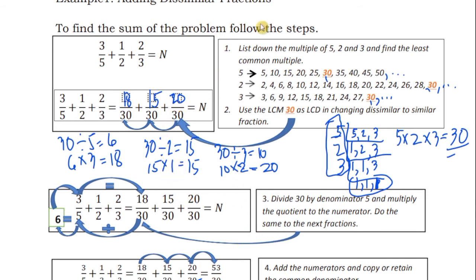Take note that in addition of fractions, A over B plus C over B is equal to A plus C all over B. So meaning to say we could just add the numerators and copy the denominator. That is the pattern for us to do with the subtraction of fractions. So that is why we just add 18 and 15 and 20. So 18 plus 15 is 33 plus 20, and that is 53. So we have now 53 over 30, copy the denominator. So the answer now is 53 over 30.